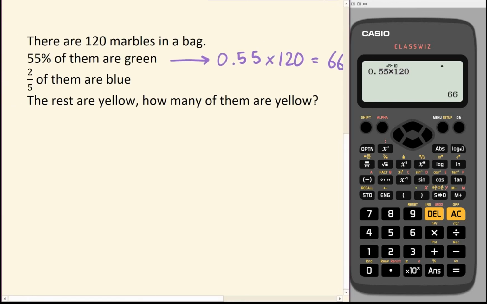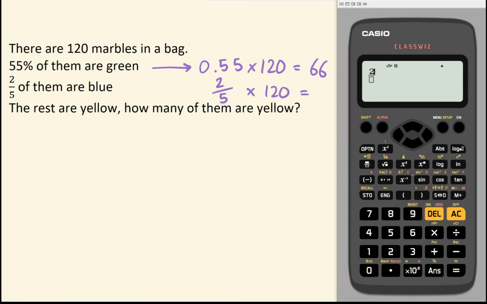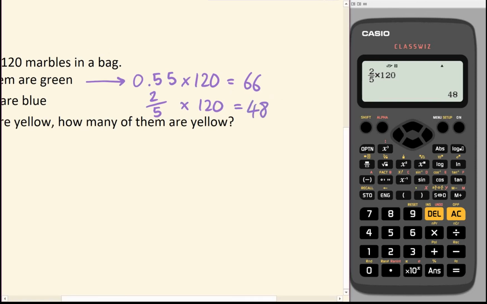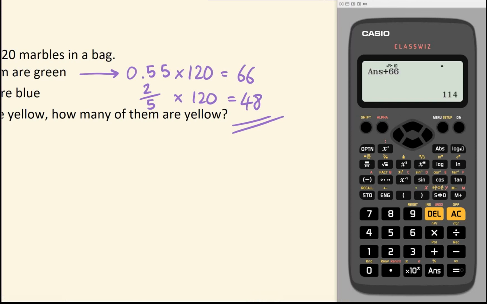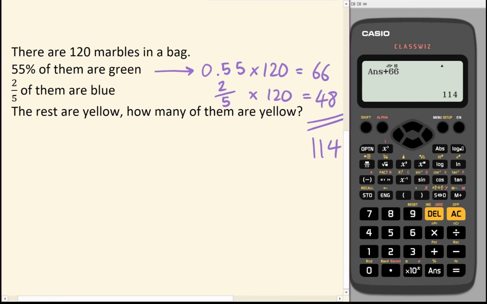If you want to work out 2/5, you do the exact same thing. On calculators it is super easy. All you need to do is just do 2/5 times 120. And again, you can type that straight into your calculator. In this case, that gives me 48. So I now add it together. Green and blue marbles combined comes to a total of 114. There are 120 marbles in total. If the rest are yellow, that means if I take these two away, I am left with 6 yellow marbles.